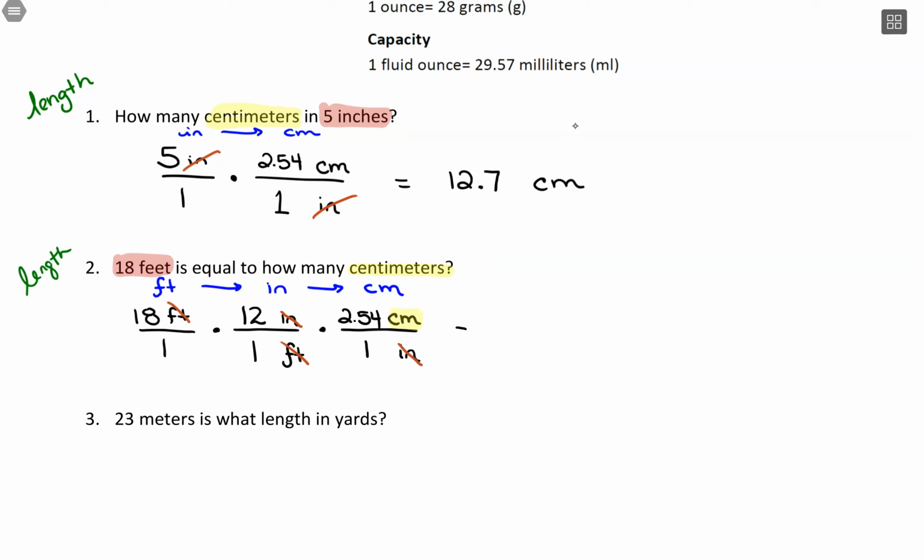So let's see, we'll have 18 times 12 times 2.54. So that'll be 548.64. And our units are centimeters.